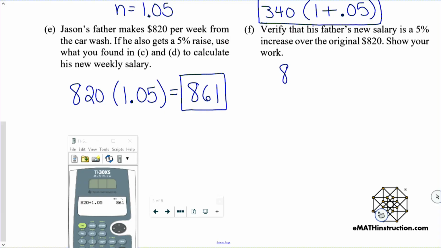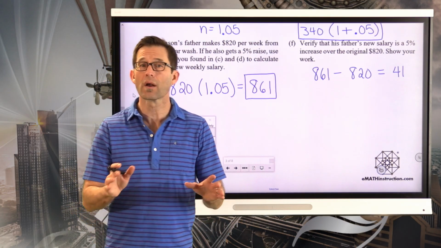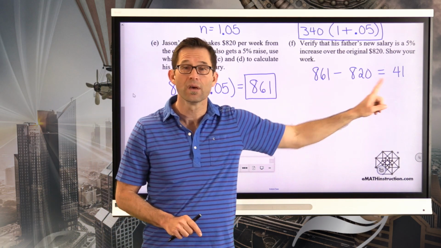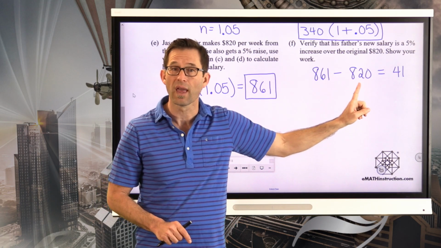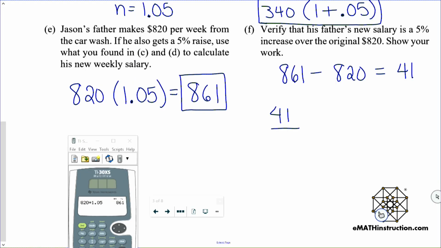We can say, well, we have 861 minus 820, which is 41. Now, remember, that 41 actually represents his raise, right? He got a raise of $41. And we want to compare that $41 raise not to the 861, but to the 820, right? So I'm going to do 41 divided by 820, right? So this is literally his percent raise. And I'll multiply that by 100 to sort of, if you will, turn it into a percent.